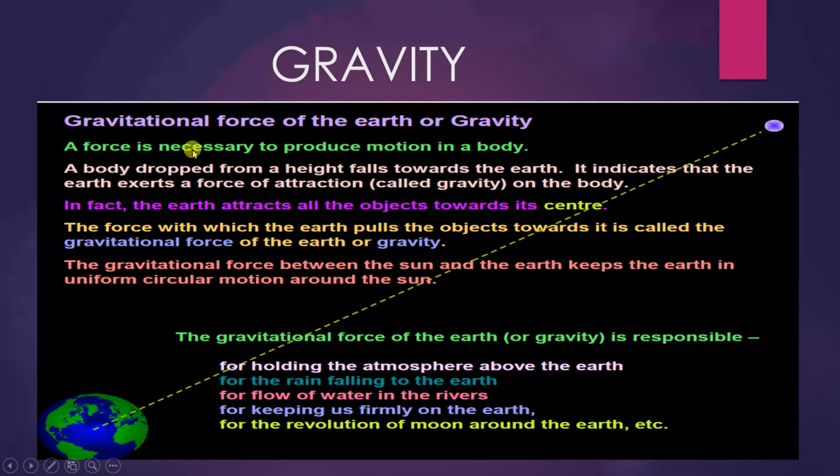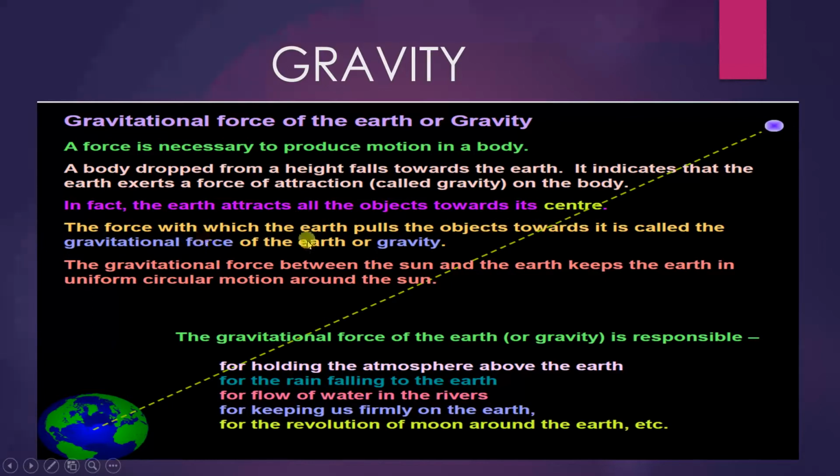You can see here that the Earth is attracting every object towards itself. Actually, it is attracting every object towards its center. That is why we say that gravitational force is the central force or center-seeking force. Here the Earth attracts all the objects towards its center.